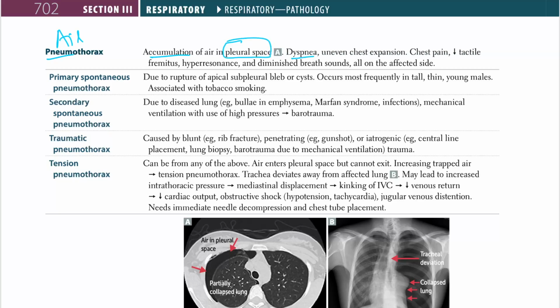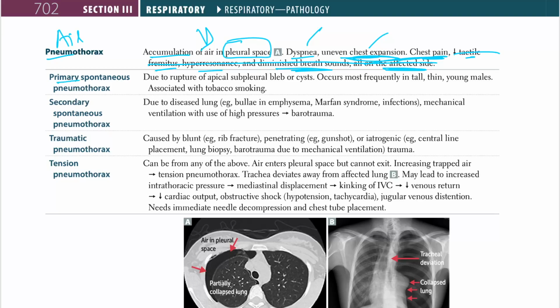You'll see dyspnea, uneven chest expansion, chest pain will be there, decrease in tactile fremitus, hyperresonance, diminished breath sounds, all are on the affected side. So this thing you can just look at from the table back there, because that's going to make more sense, right? But other than that, pneumothorax is the accumulation of air in the pleural space, causes dyspnea, uneven chest expansion, and chest pain.